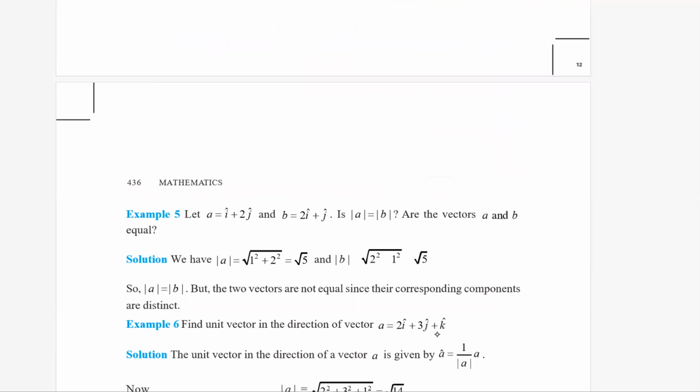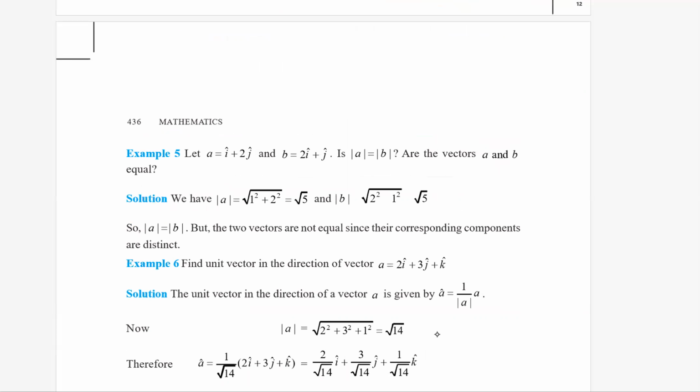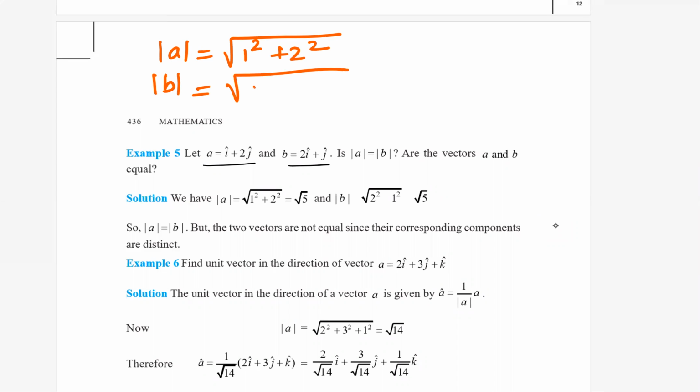Example 5. Let a equal i plus 2j and b equal 2i plus j. Is the magnitude of a equal to the magnitude of b? The magnitude of a will be under root of 1 square plus 2 square, and the magnitude of b equals under root of 2 square plus 1 square. So yes, these vectors' magnitudes are equal.